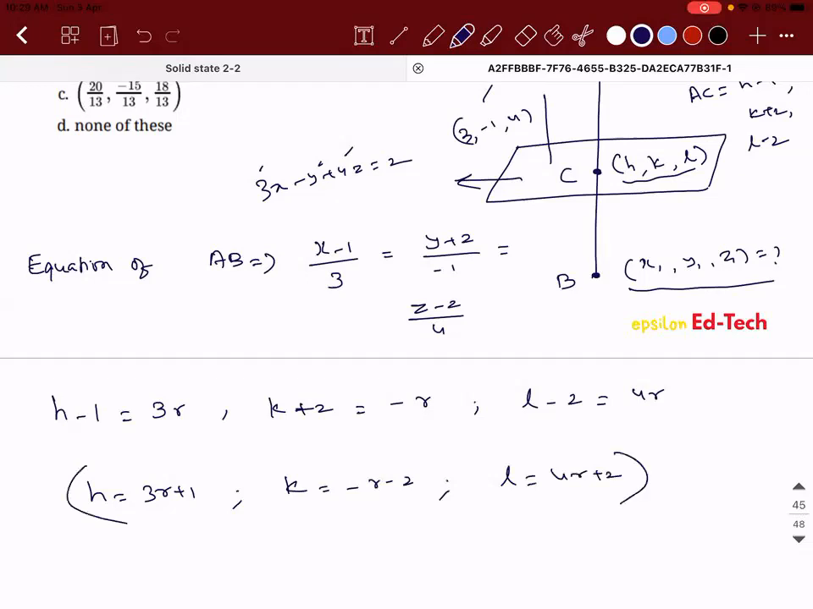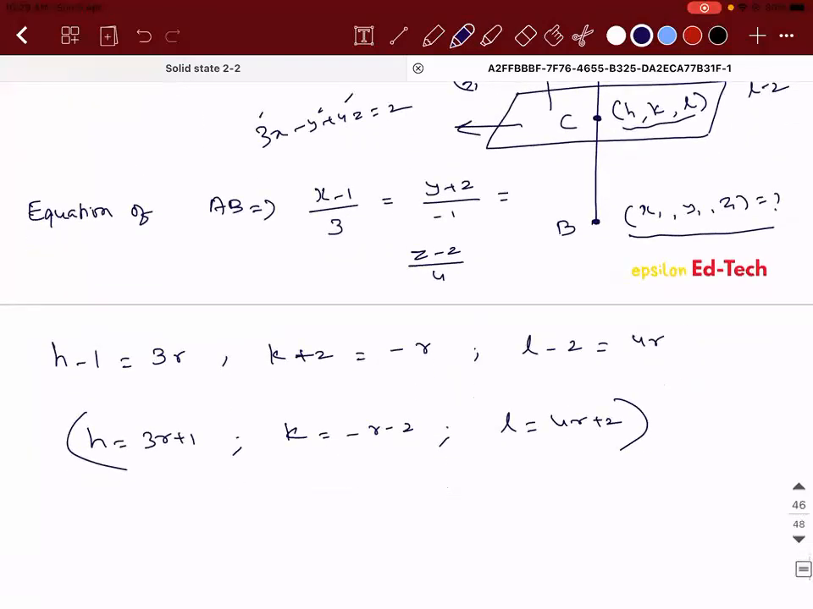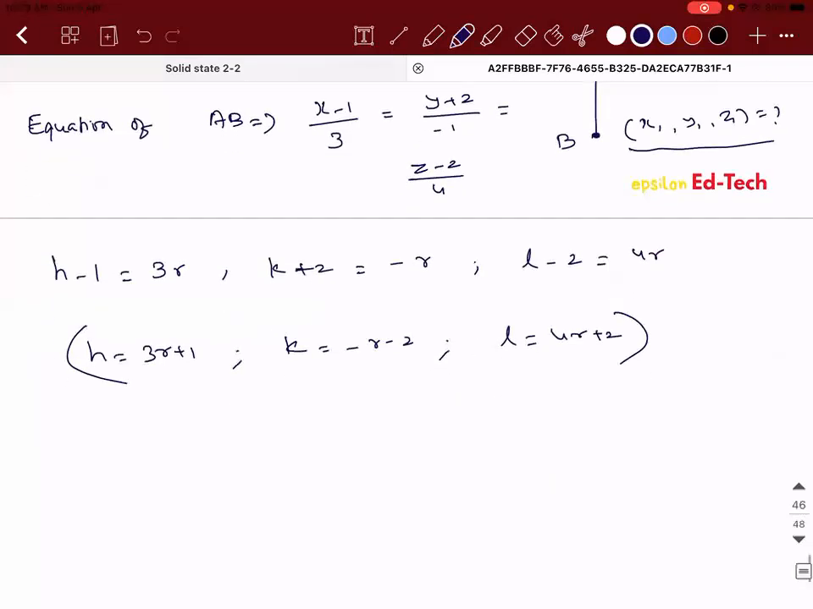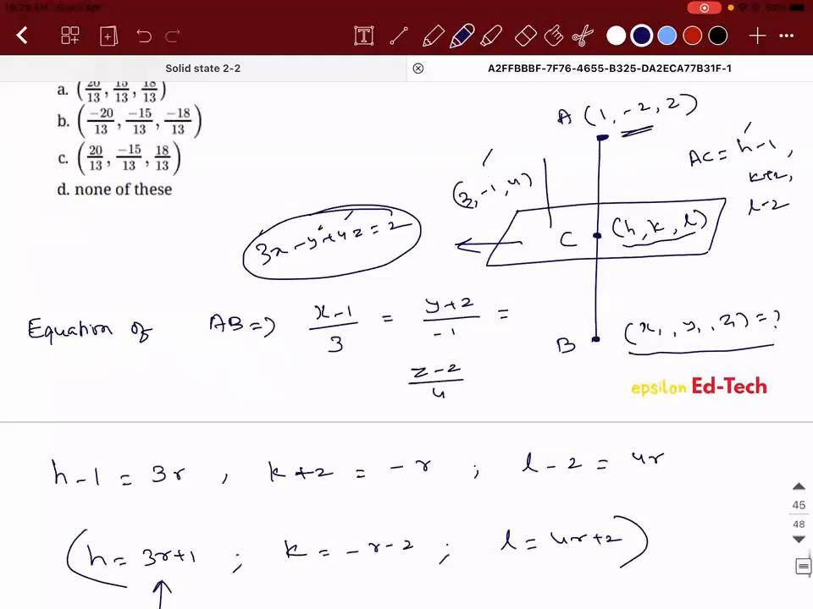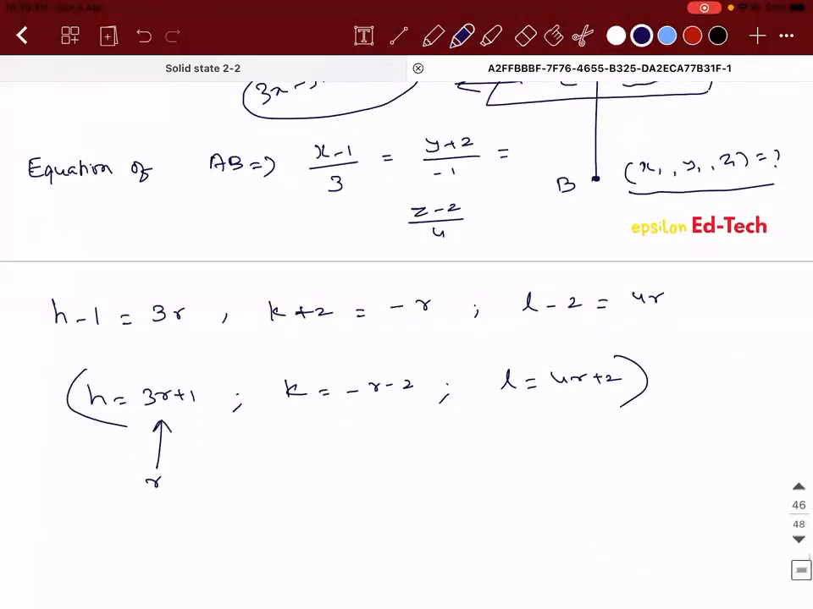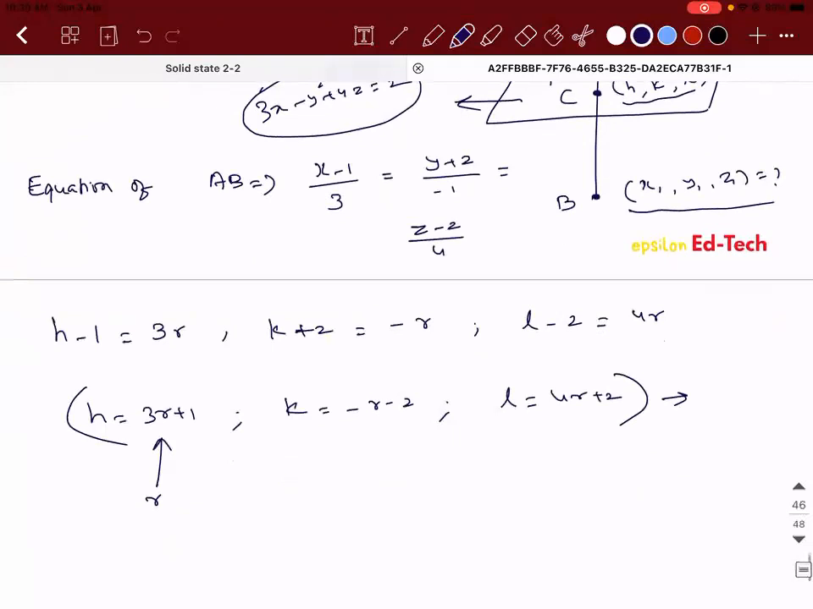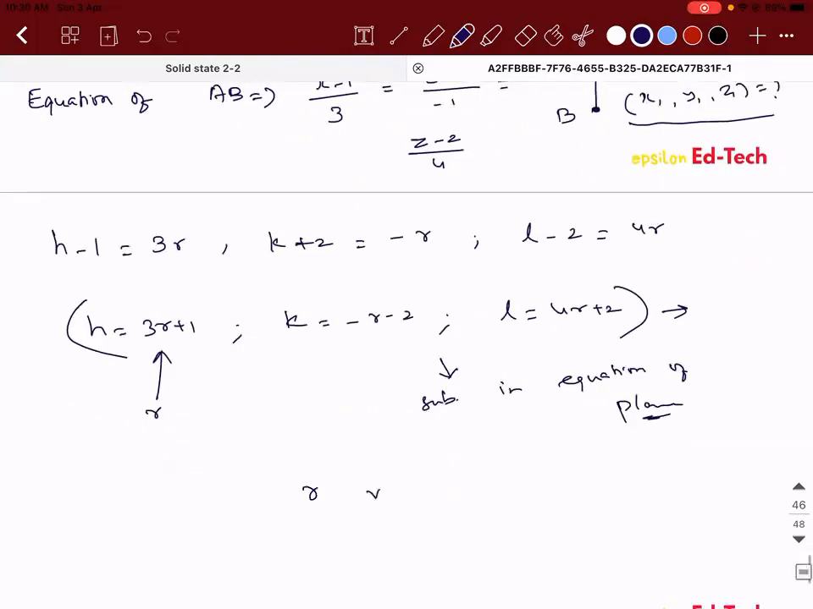What you can do is take this and substitute it in the equation of the plane. When you do it, you will get the value of r. Once you get the value of r, substitute it back here, and you will get the value of h, k, l. Okay, am I clear? So had the question been about the foot of the perpendicular, then you could have stopped with it.